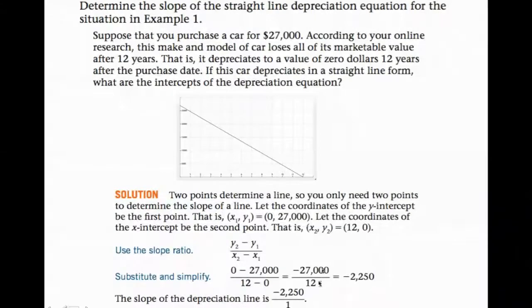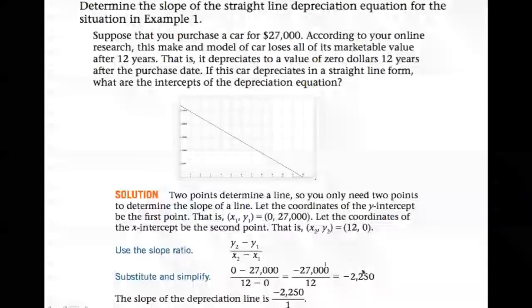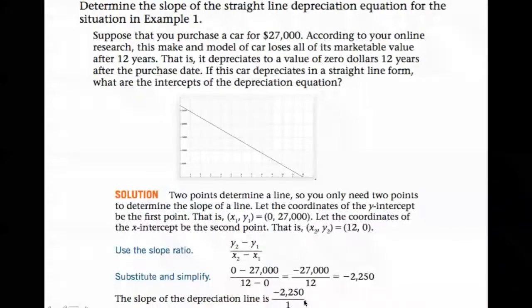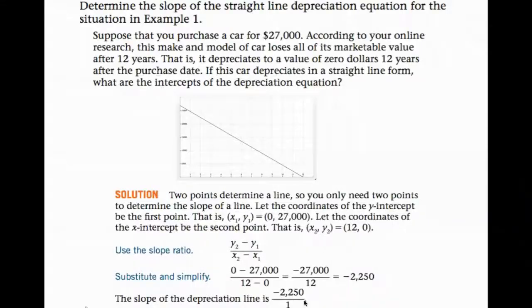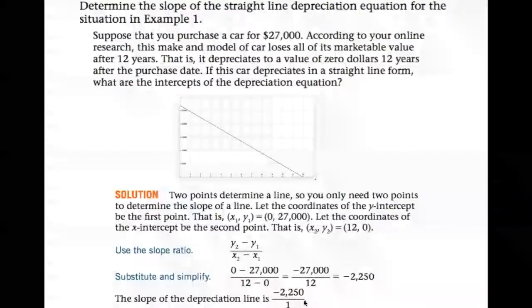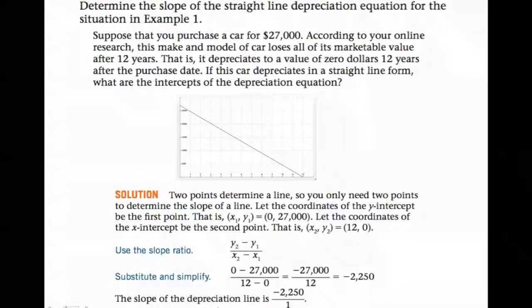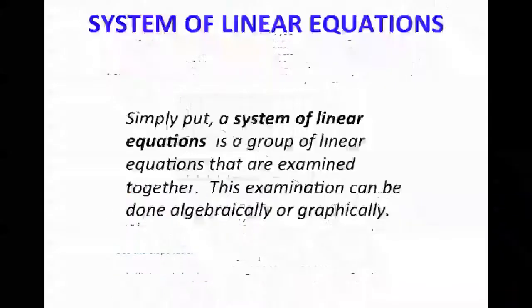Well, that fraction means something else when I simplify it. And really I should have written negative 2250 divided by 1, but we don't need that divided by 1. But what does it mean in the context of this problem? That's the slope of the line. It means that every year the car dropped $2,250 in price. So drop $2,250 per every 1 year. That's what slope is. It's a rate of change.